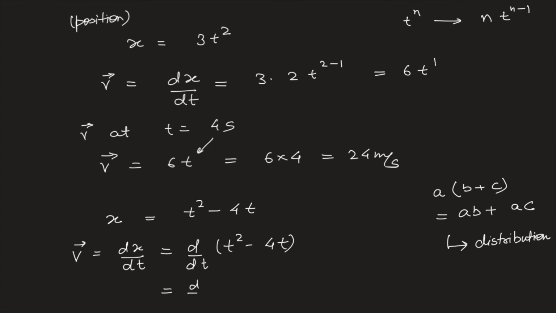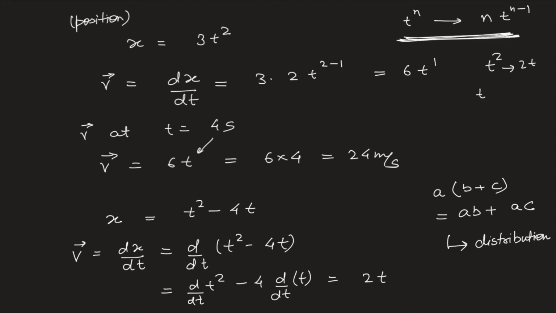So it will be d by dt of t square minus 4 d by dt of t. And we will apply the formula over here. The differentiation of t square is going to be 2t. I want you to look at this formula here, how this works out. So t squared will give you 2 into t, and the differentiation of t will give you 1 into t to the power 0, or simply equals 1. So minus 4. And that is your instantaneous velocity function. This is what we call your instantaneous velocity function at various instants of time.